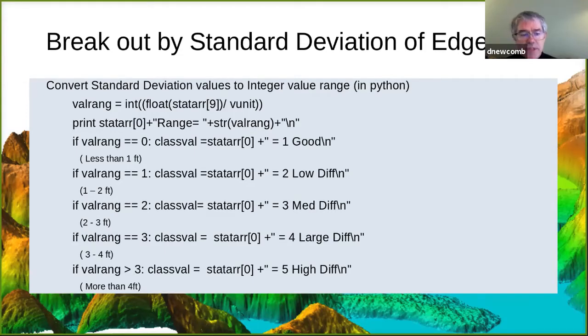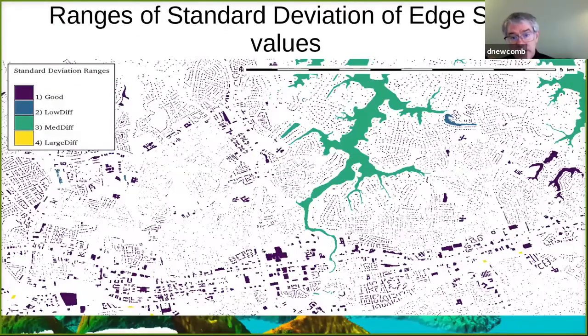And in this case, I'm saying everything less than a foot is 1, 1 to 2 feet is 2, 2 to 3 feet is 3, and so on, so that you can see how much the standard deviation is for everything. In this case, you can see now almost everything's a good value. You've got some areas that have a low difference, and then you've got these other areas which are actually riverine coastal systems draining into the Chesapeake Bay in this case. And those are areas that are going to have to be treated differently.